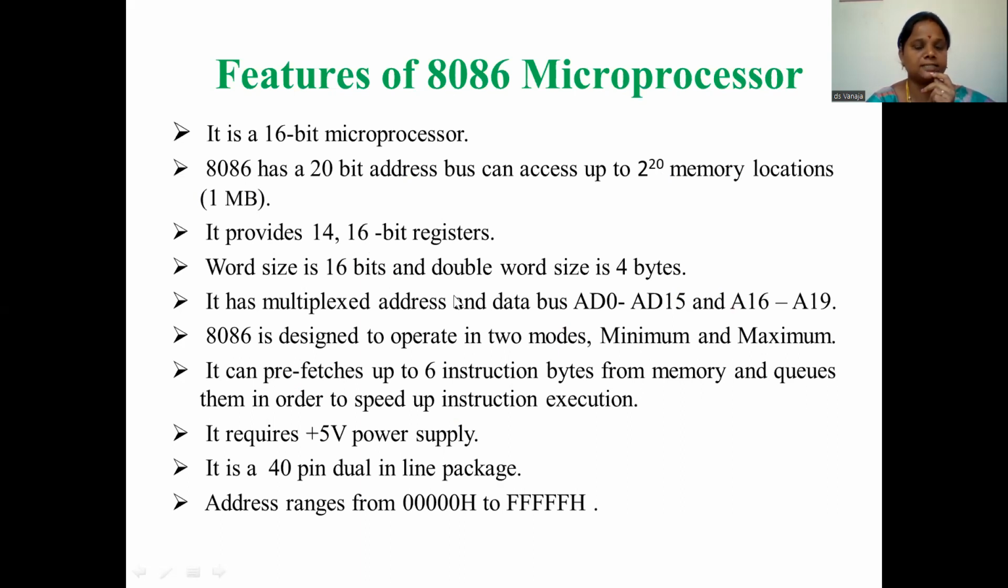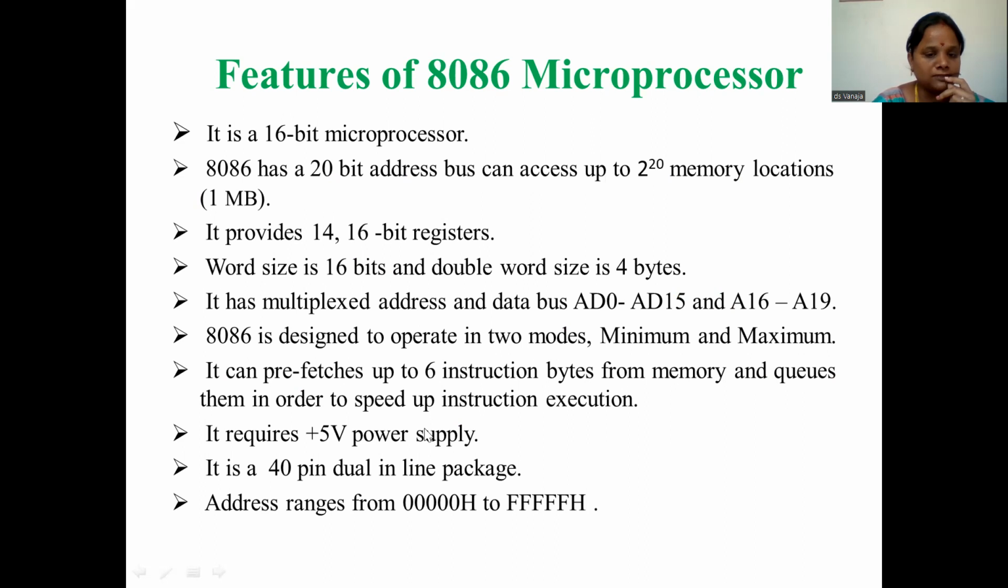It has a multiplexed address data bus, which is from AD0 to AD15 and A16 to A19. 8086 is designed to operate in two modes, namely minimum and maximum mode. It can prefetch up to 6 instruction bytes from the memory, and queues them in order to speed up the instruction execution.